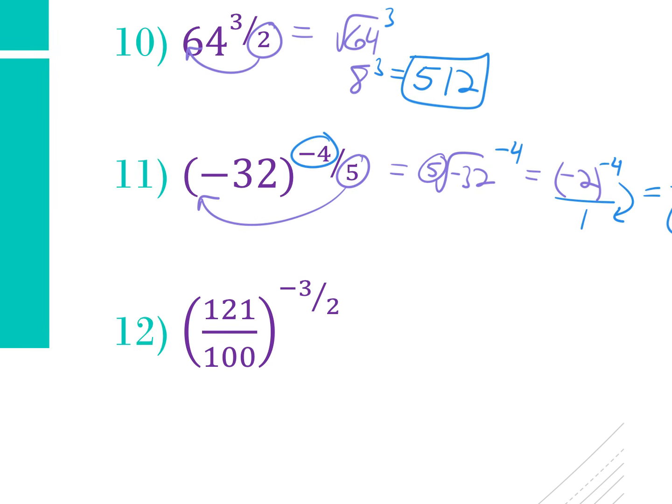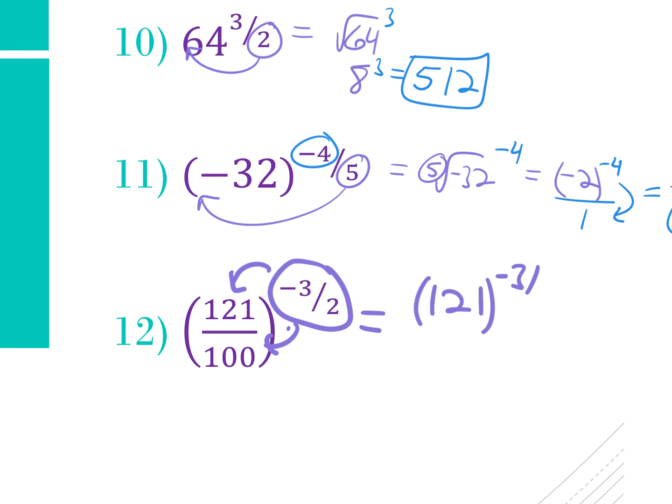All right. 12. Anyone had issues with 12? I heard a couple of you, right? That's perfectly fine. So, couple things that you could do is, like we always do, you could distribute that exponent right away to the top and the bottom. So why don't we try that? All right, so I'm going to take this negative exponent, put it on the top, put it on the bottom. That's going to get us 121 to the negative 3 over 2. And then we're going to get 100 to the negative 3 over 2.